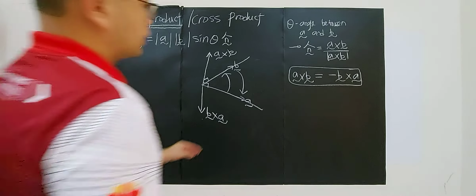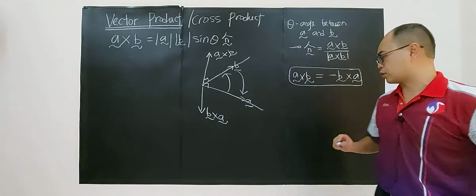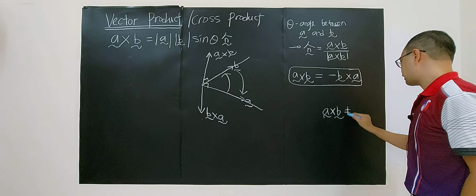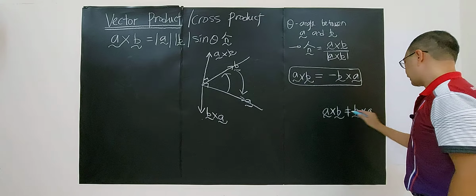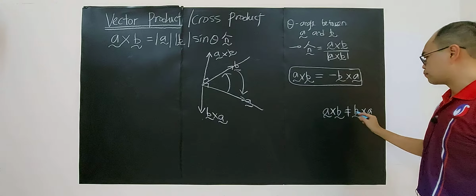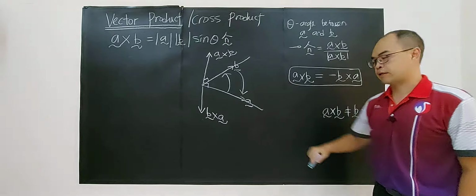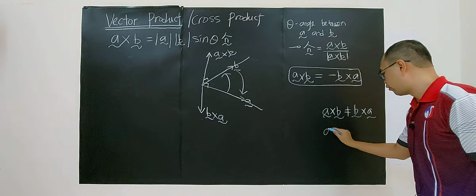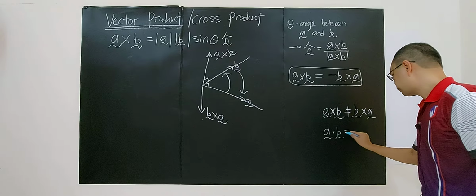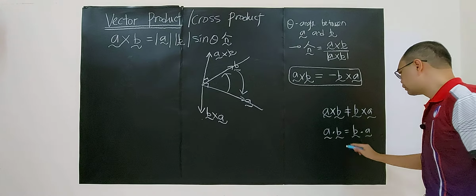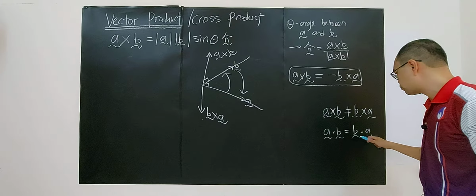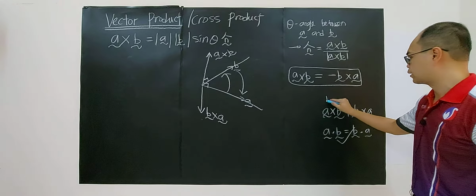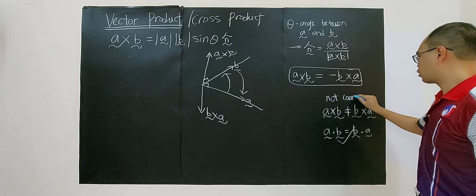Besides that, the cross product is not commutative. Not commutative means A cross B is not the same as B cross A. Why are they not the same? Because of the direction: this is a vector, not a scalar. But for the scalar product, the dot product, they are commutative: A dot B is the same as B dot A. But A cross B is not the same as B cross A, so we say it is not commutative.